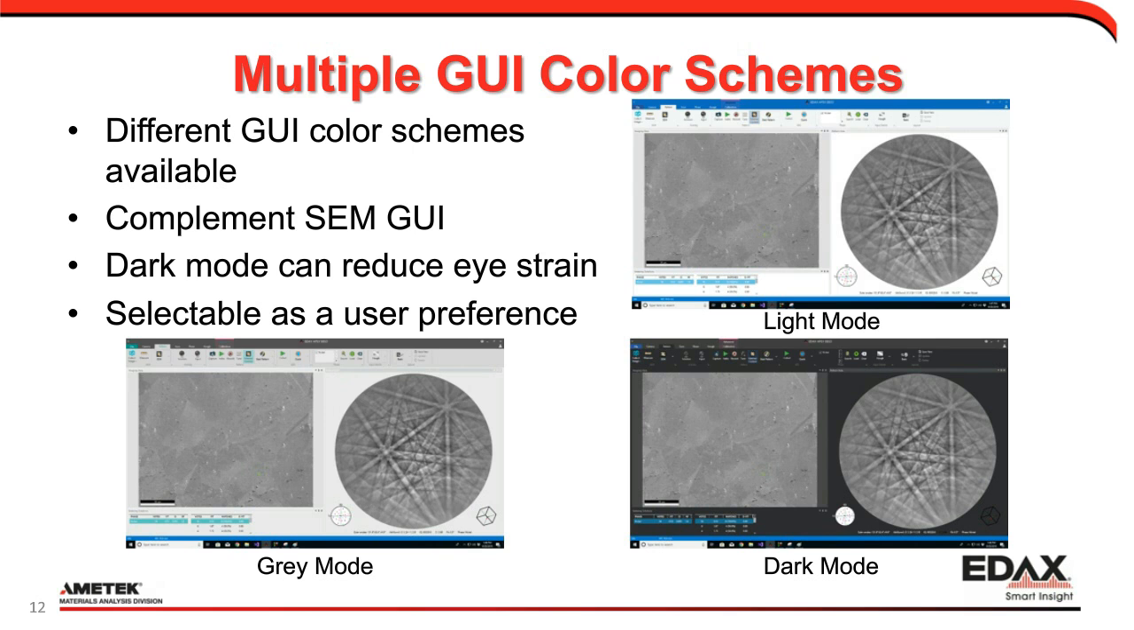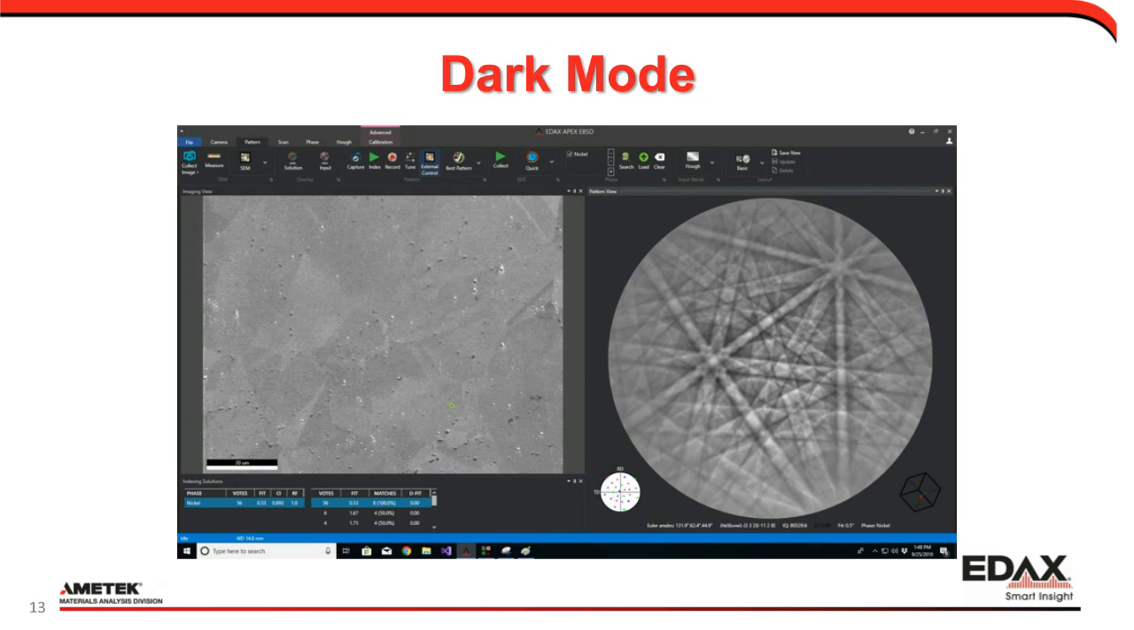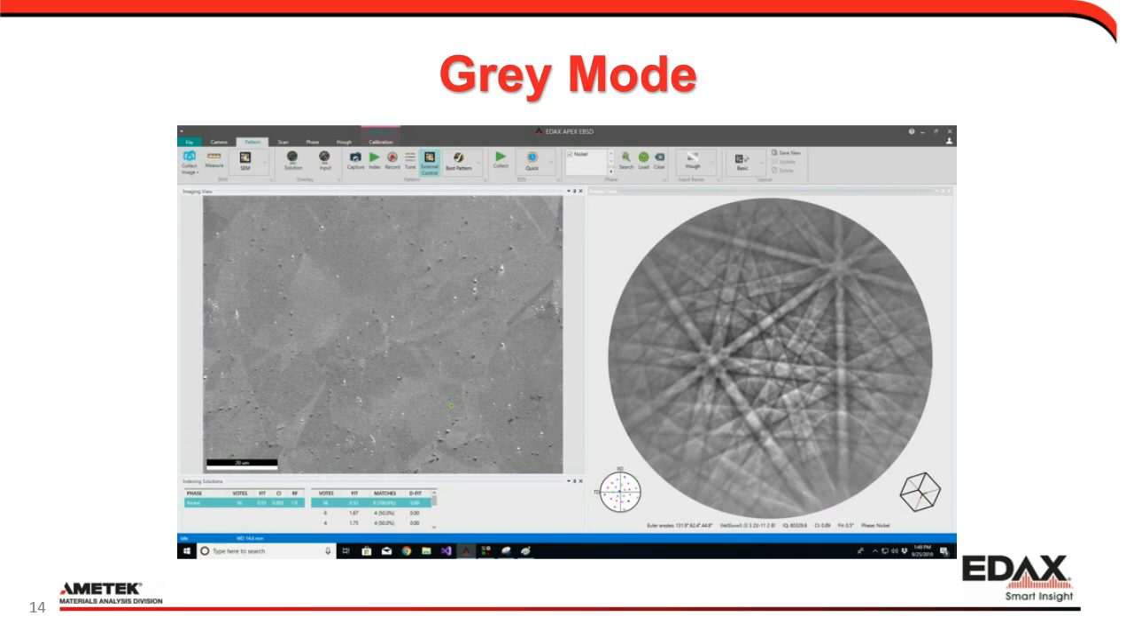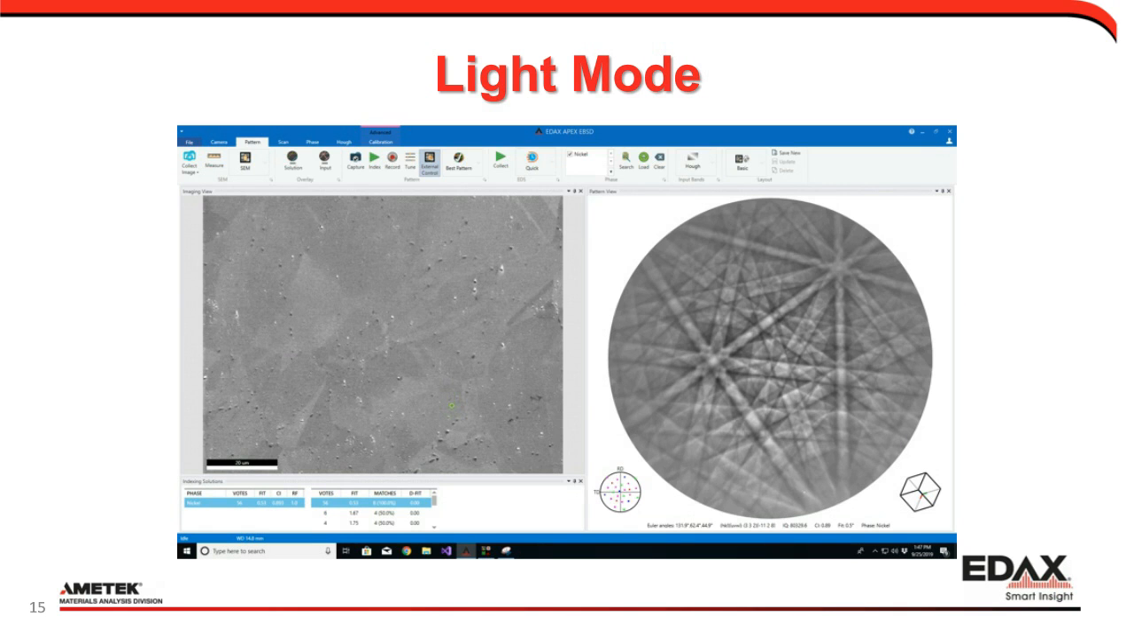There's a dark mode that can reduce eye strain. It also works well for remote presentations; when I've done them, people have chosen that when I've asked them to choose which one they want to use. And it's selectable as a user preference. So each user can have their own color scheme selected. This is just an example: a dark mode, a gray mode, and a light mode that are all just selected. So it's not changing the content, it just changes the colors.